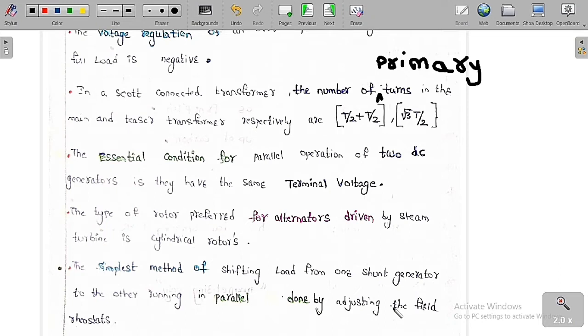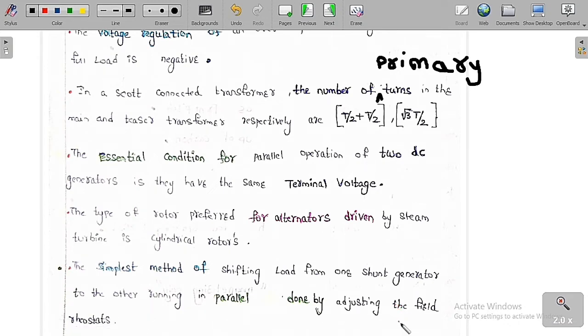So with the help of field rheostats, we can shift the load from one shunt DC generator to the other shunt DC generator. Or simply we can say that we can increase or decrease the amount of load sharing of a generator with the help of field rheostats. Therefore, the simplest method of shifting load from one shunt generator to the other running in parallel is done by adjusting the field rheostats.